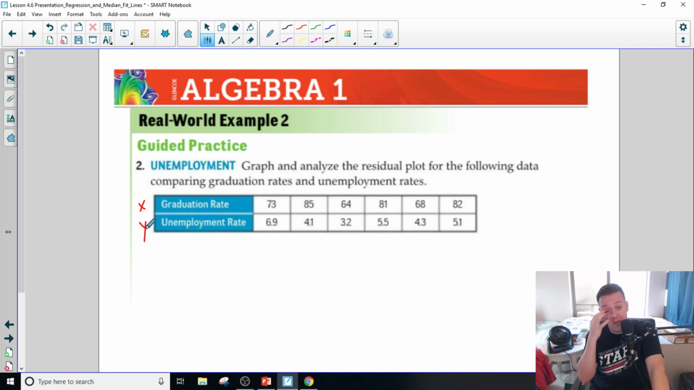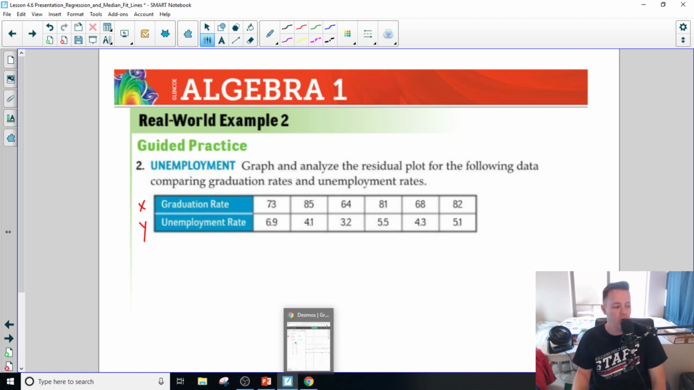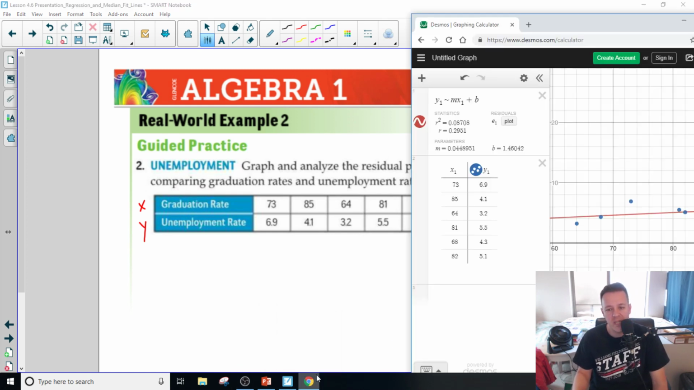Most of the time we put time. Sometimes it may not be the case. In this case, it doesn't. I don't think it really matters because this is what we're looking for when we do it. Okay. So I plotted them out. It gave me a line of regression.